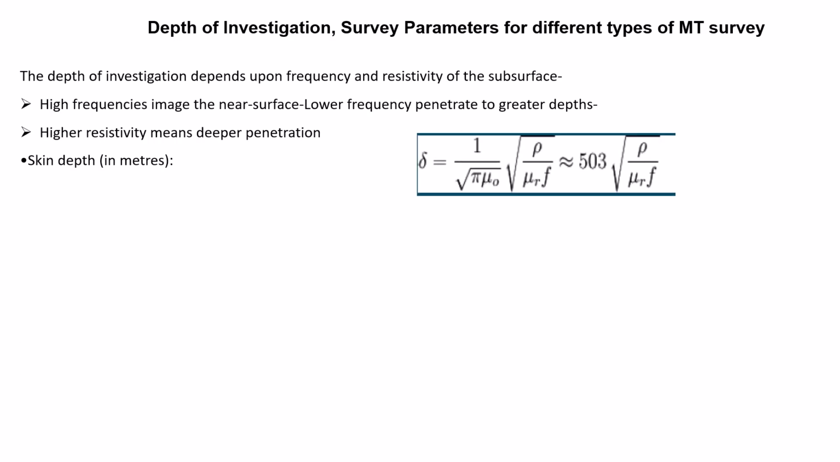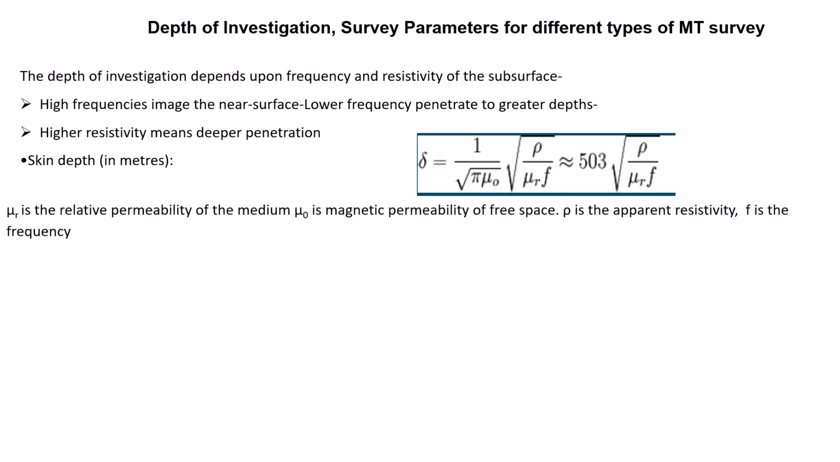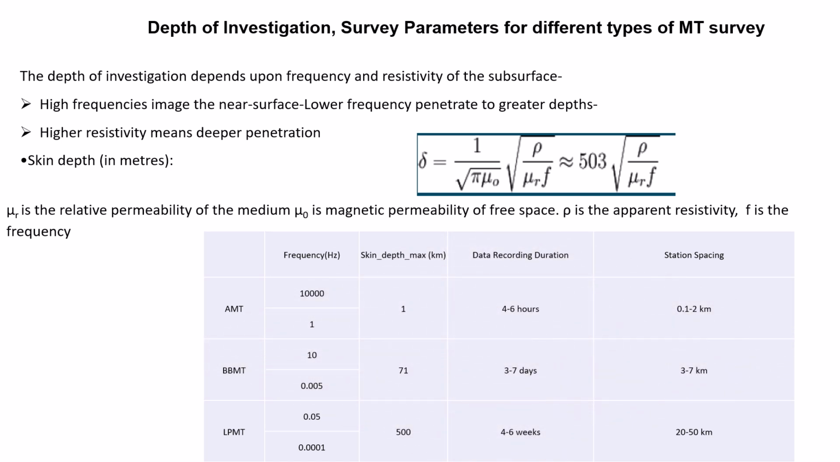So you can see the depth of investigation of the magnetotelluric survey depends upon the frequency and the resistivity. If you have higher frequency, it can image the near surface, and the lower frequency can penetrate to greater depth. Higher resistivity means deeper penetration. This is the skin depth, which is proportional to the square root of the resistivity over the frequency, with a constant factor of almost 500. Here mu and mu0 are the standard magnetic permeability and the permittivity of free space.